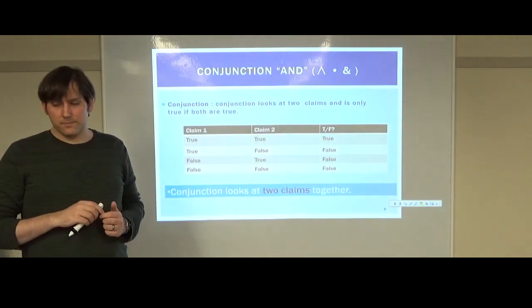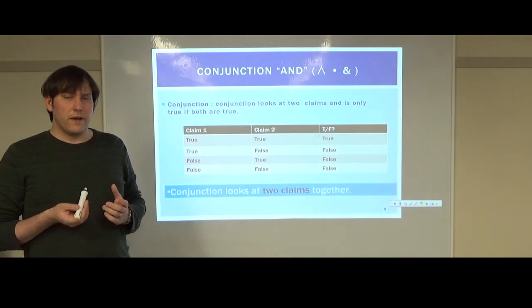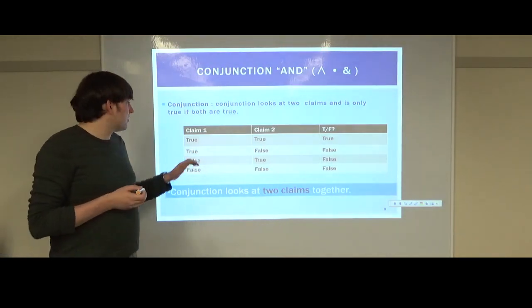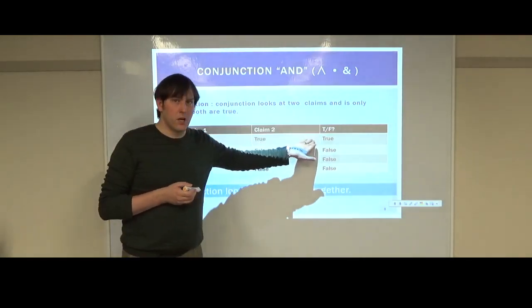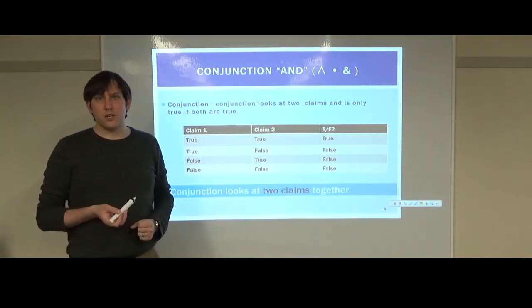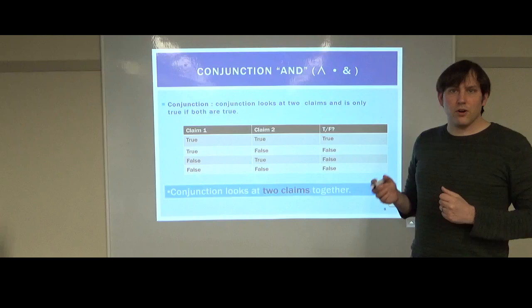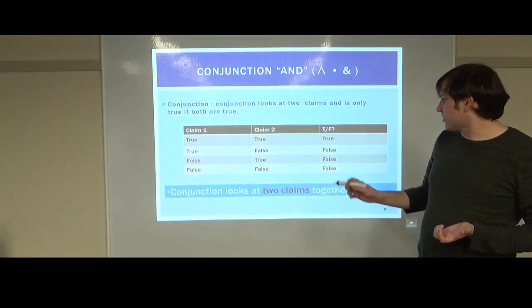Alright, conjunction. A conjunction looks at two claims, and if both of those claims are true, a conjunction is true. So if claim 1 is true, and claim 2 is true, it's true. But in the case of a conjunction, there's something interesting. If either of the claims involved in a conjunction are false, the entire conjunction is false.